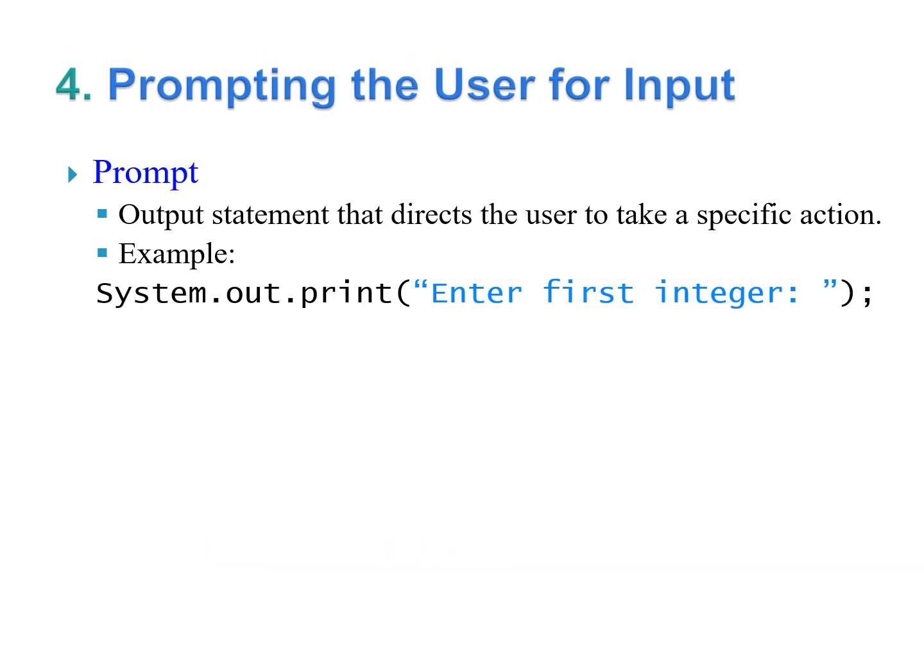Before your program reads input from the user, it should prompt the user for input. This practice is to make the user interface of your program more user-friendly. A prompt is an output statement that directs the user to take a specific action. For example, before reading number1 from the user, the addition program executes this prompt, which displays the message that tells the user to enter the first integer.